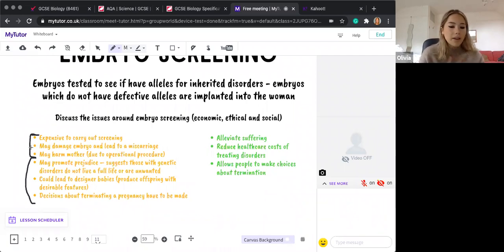And it means that we have to make decisions about terminating a pregnancy. If we've realized that our embryo does have this defective allele, we're going to say we don't go ahead with this pregnancy, which obviously is a bit of an ethical issue.